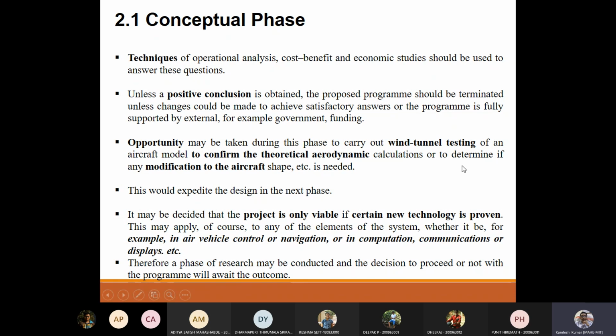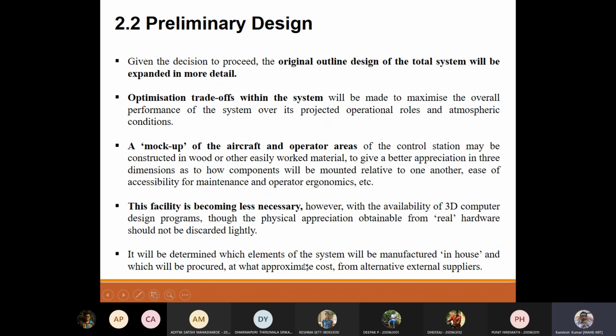And once you have a certain technology proven, you should check what other systems are going to be integrated with that. So you should check the others also, meaning whether this system should be available or not. When you end the conceptual design, then the preliminary design actually starts. Okay, so the original outline design of the total system will be expanded here only. What you saw in the previous phase, you are going to answer here.